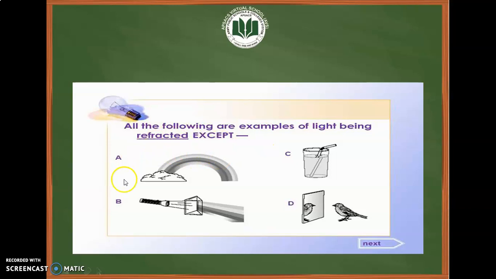Can you guess which option is the example of reflection? This is the example of refraction. This is the example of reflection.